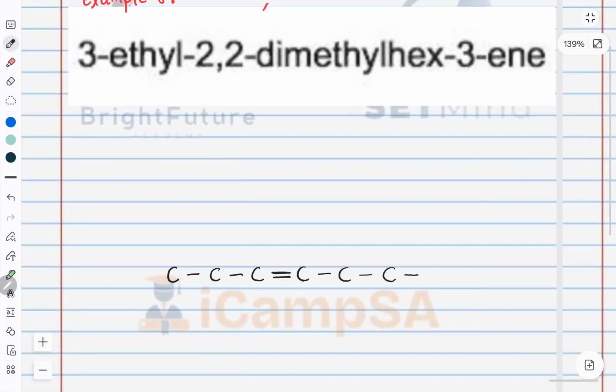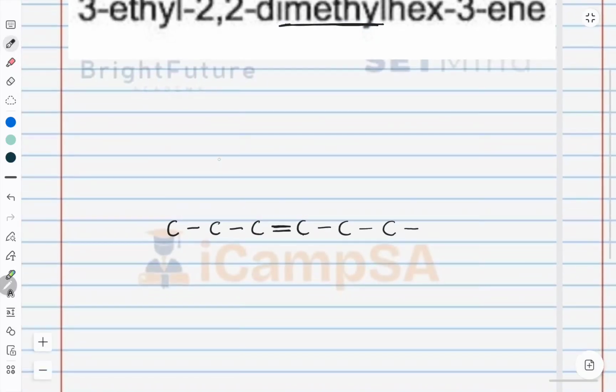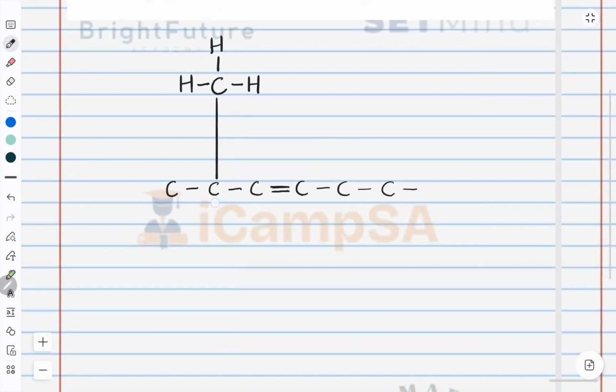Now what else do we need? On the second carbon atom, I have 2 methyl groups. Let's put them there. I'll put one up here. I don't know why I made that stick that long. I want it to be, yeah. Then I put another one there.